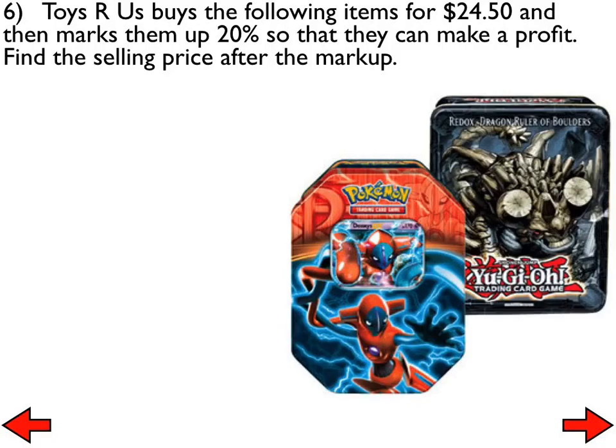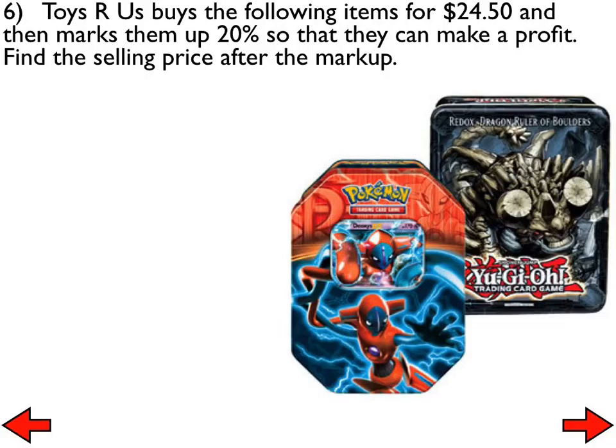The directions say, find the selling price after the markup. Is it asking for markup only or for a price? It's asking for a price. So are you going to multiply only or are you going to add or subtract? What are you going to do? Is it markup only? Yes or no? Does it say find the markup? No, it doesn't. It says find the price. So you are going to either add or subtract. It is a markup. Are you paying extra money or less money? Extra. So which one are you going to do? Add or subtract? Add. Very good.